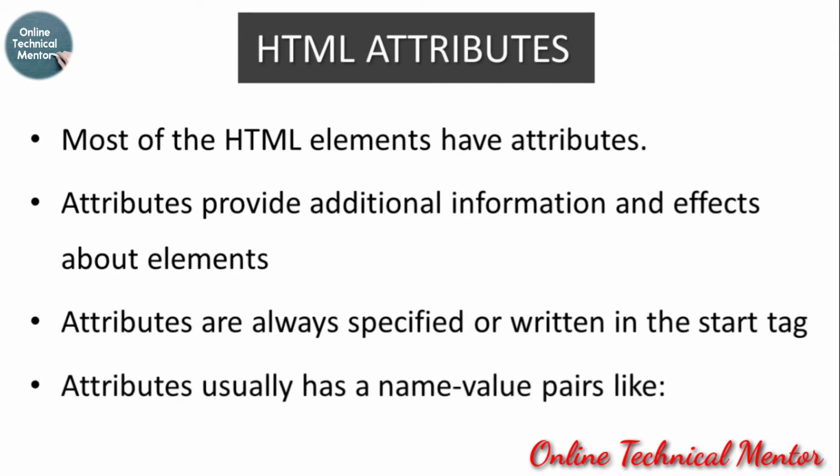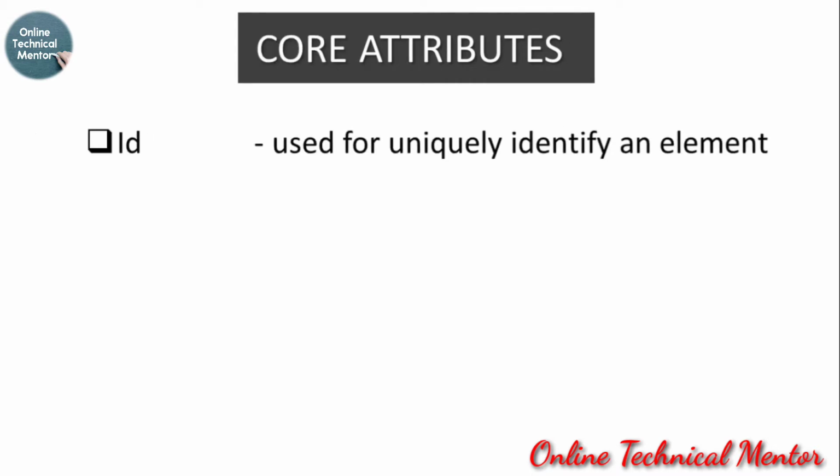An attribute usually has a name-value pair, like suppose you have to give some name for that attribute and assign some value to that name. Some of the core attributes are ID. This ID attribute is used to uniquely identify an element. An HTML page contains multiple elements or the same type of elements. So how to identify a particular element? By using this ID, you can identify a particular element.